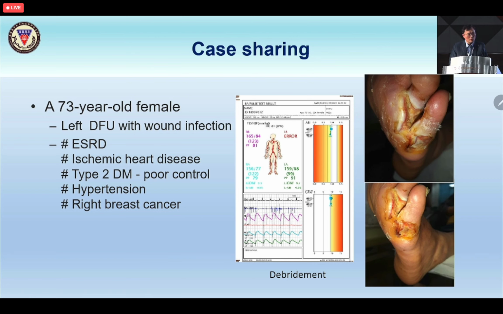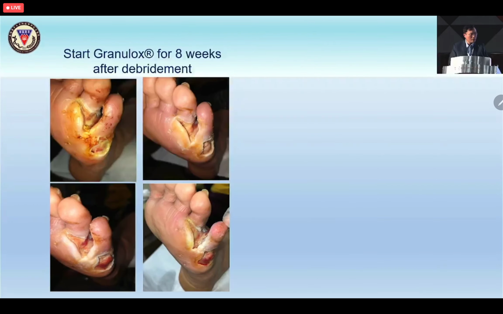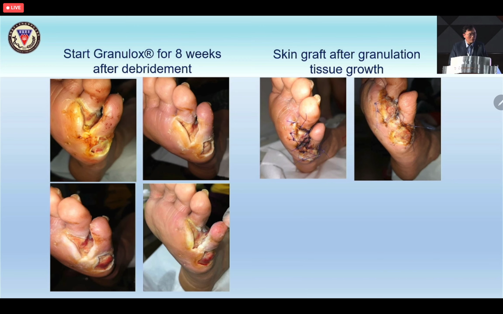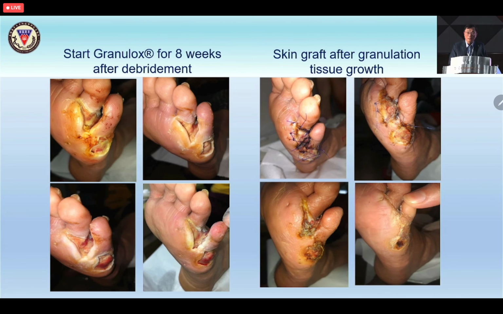So I tried to do some pilot study applying the topical hemoglobin spray, such as with this female patient who has a severe diabetic ulcer. She has uremia, diabetes, hypertension, and ischemic heart disease. So you look at a very low ABI index. After that, we do the angioplasty first, and then we start to apply the Granulox for 2 months, also in combination with debridement. Then finally, we put on a skin graft and surrounding tissue. We can look at it complete here.